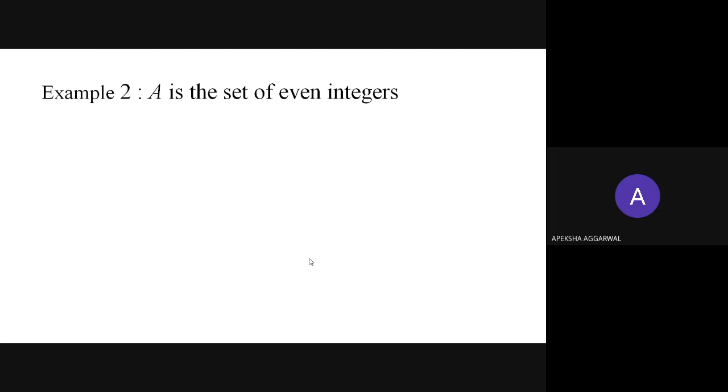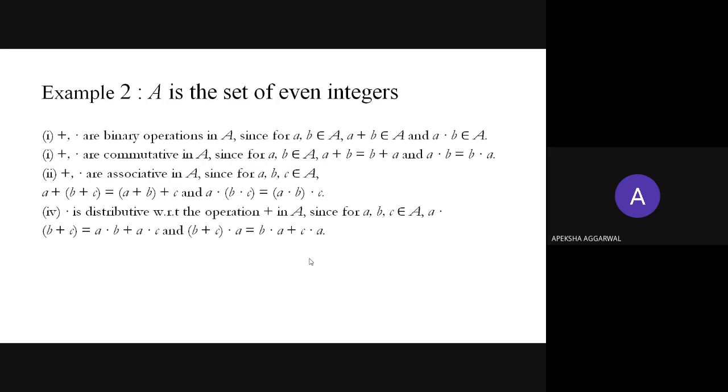So another example, A is a set of even integers. We have already seen this on the set of natural numbers, where plus was commutative, distributive, and so on. Similarly, even integers are 2, 4, 6, and minus 2, minus 4, minus 6, right? If you add them, A plus B equals B plus A, so it is commutative. Similarly, it is associative and distributive too. Okay?